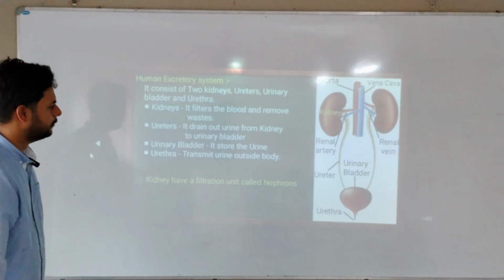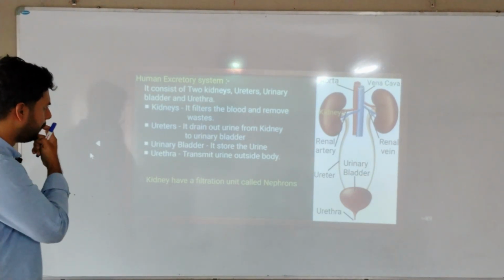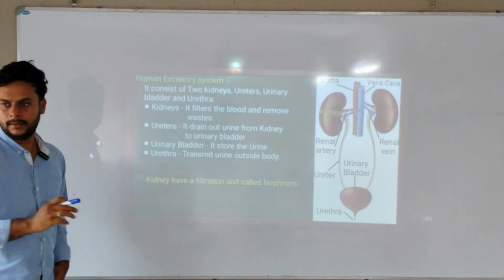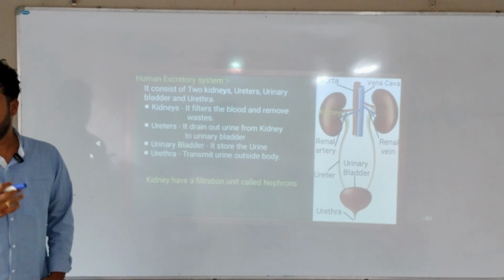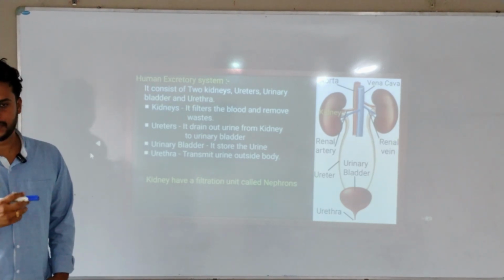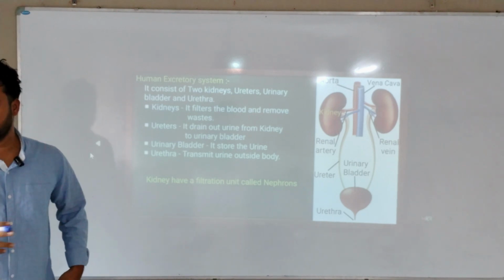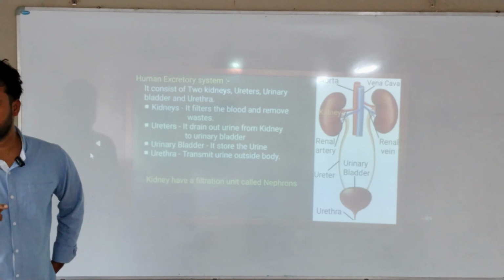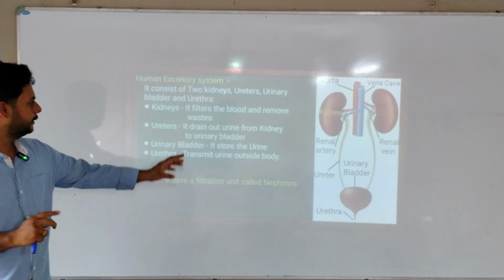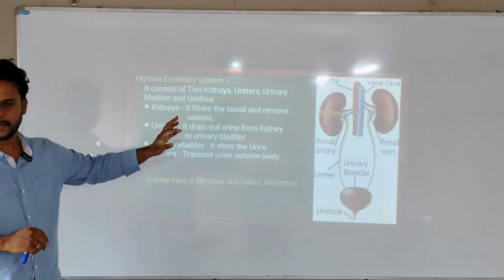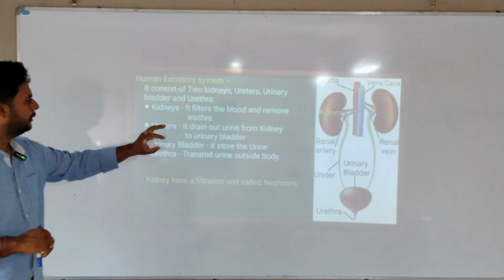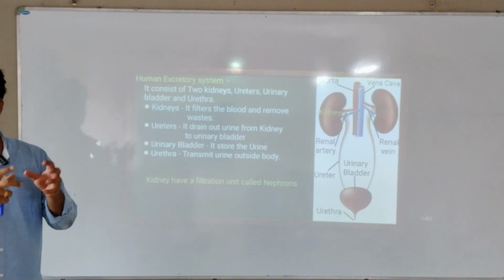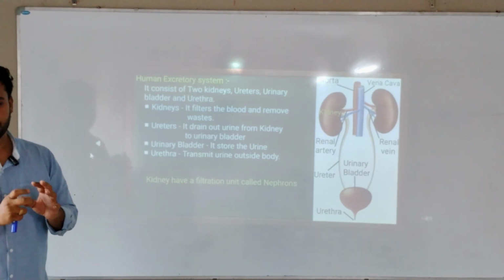Next. Kidneys. They filter the blood and remove waste. First, the kidneys' work is to filter the blood. Whatever blood comes, it will filter that blood and remove the waste. How will it remove? Any idea? On the next page, nephrons will remove that. Now this is just a summary. So kidneys' work is to filter the blood and remove waste.